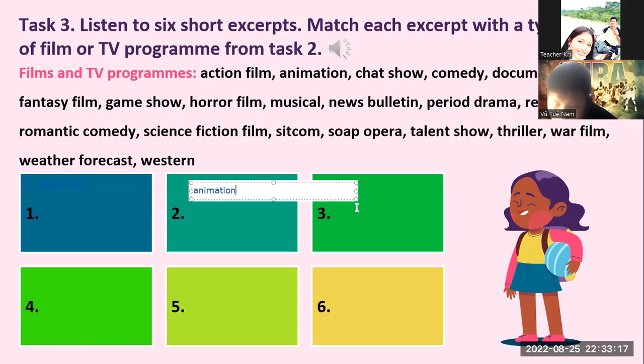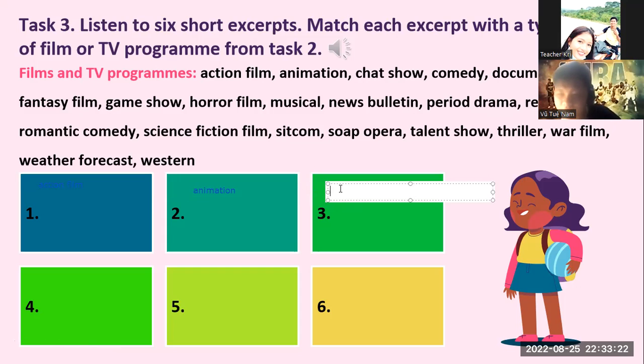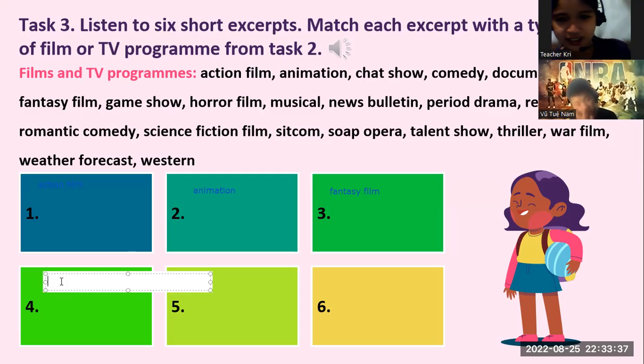Okay, number 3. Number 3 is fantasy film. Fantasy. Yeah. Okay, number 4. Number 4 is science fiction film. Okay, can you say it one more time? Science fiction. Science fiction. Okay, science fiction.